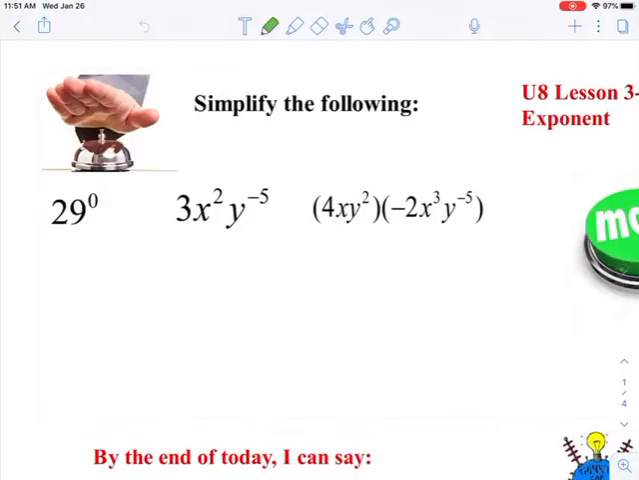All right, welcome everybody. Today we're going to continue on with our exponent unit. We're going to do our lesson 3. But let's just quickly recap our first two lessons. So we've learned 3 exponent rules so far.